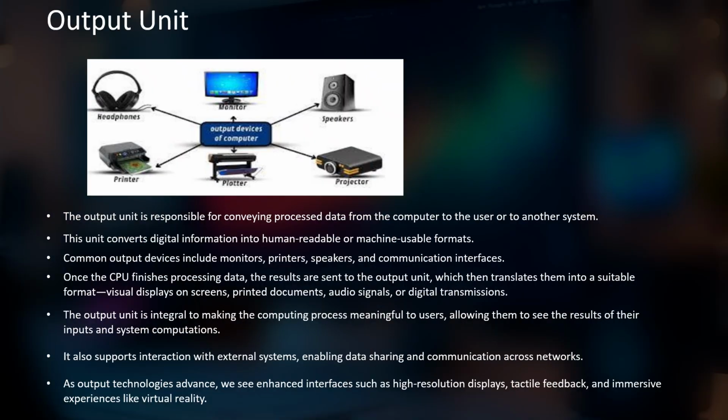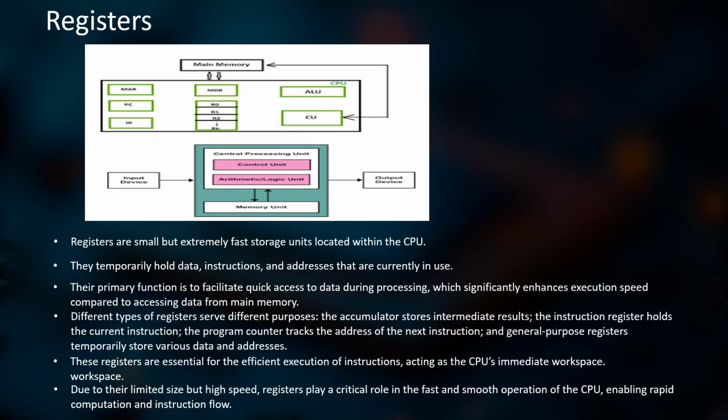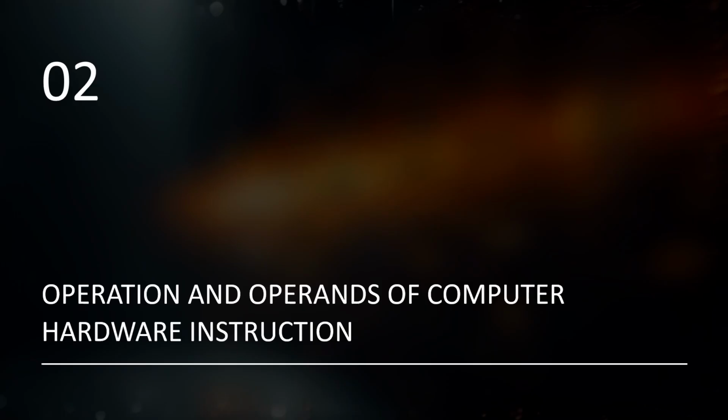As output units, all of us know the headphones, printer, plotter, projector, speakers, and monitors are all output devices of the computer. Registers are used to store data, especially in address form. The registers are small but extremely fast storage units located within the CPU. These registers are essential for efficient execution of instructions, acting as the CPU's immediate workshop. Due to their limited size but high speed, registers play a critical role in the fast and smooth operation of the CPU, enabling rapid computation and instruction flow.